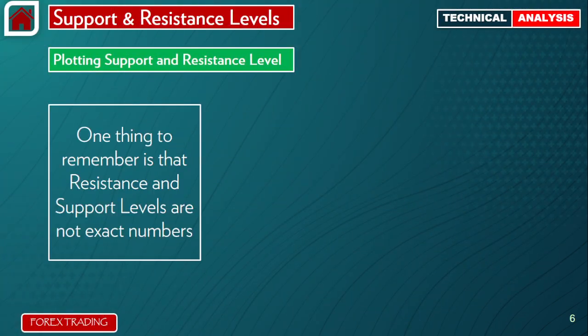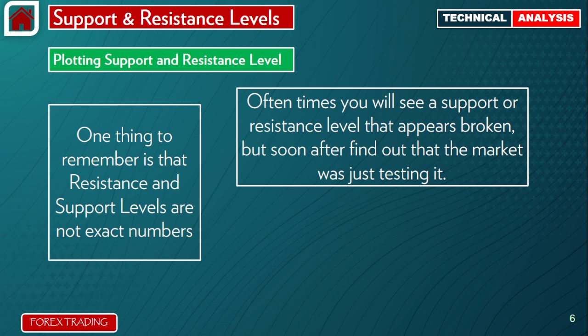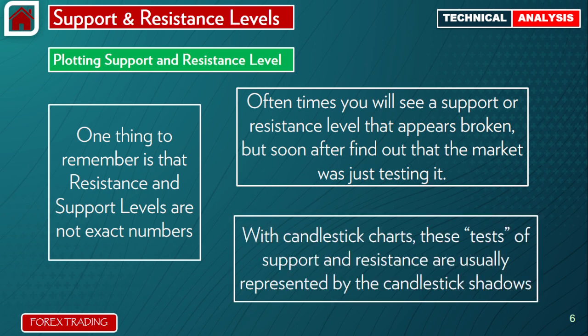So how do we plot support and resistance levels? One thing you need to remember is that resistance and support levels are not exact numbers or exact horizontal lines that you draw once and then they remain there. They are volatile, they keep moving. Oftentimes you will see a support or resistance level that appears broken, but soon after you find that the market was just testing it. With candlestick charts, these tests of support and resistance are usually represented by the candlestick shadows.